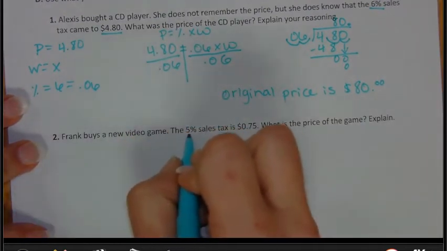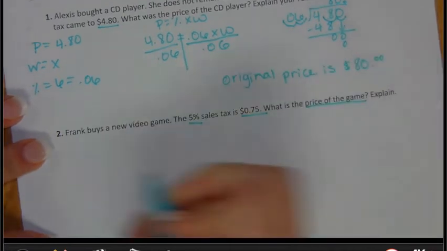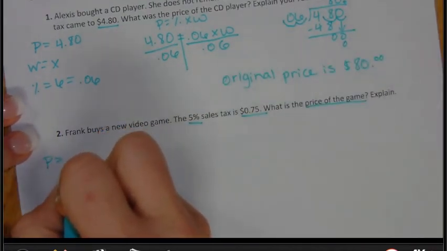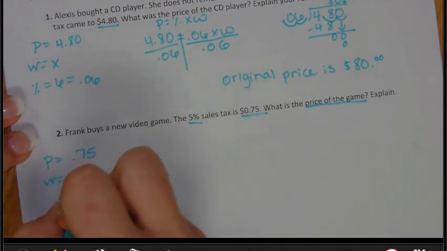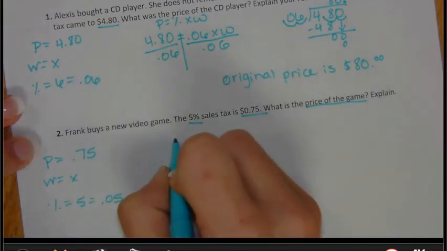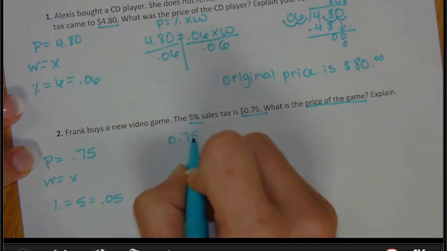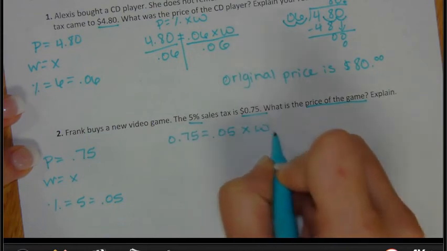So let's try this again. Frank buys a new video game, 5% sales tax is 0.75. What is the price of the game? So I'm finding my total again. So I have my part at 0.75. My total is unknown, and my percent is 5, which is equal to 0.05. So I'm going to fill in 0.75 for my part. I'm going to fill in 0.05 for my percent times the total.